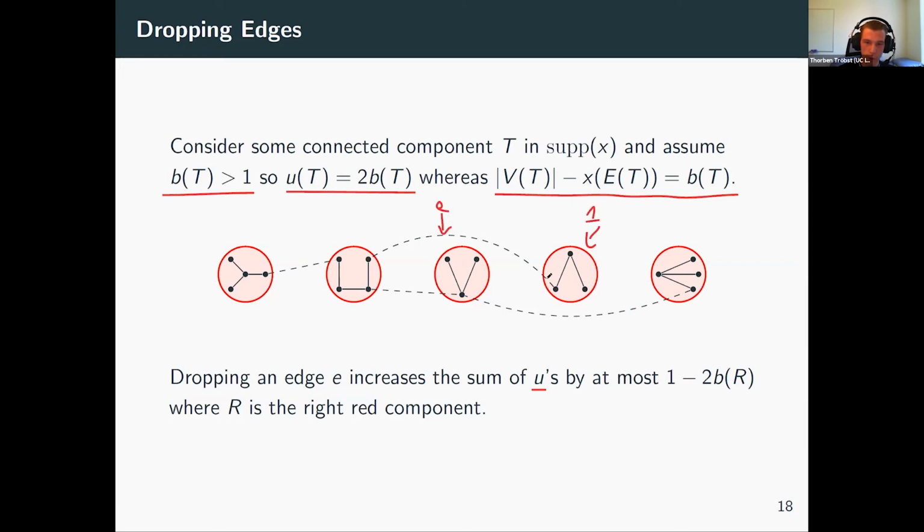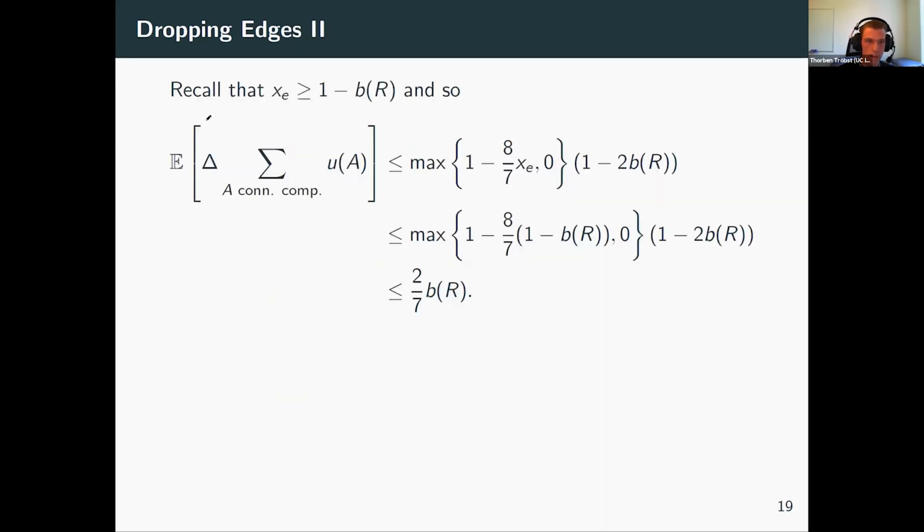But on the other hand, you remove the demand of this guy from this big tree. So this means that in total, the maximum increase that you will get is 1 minus 2 times the demand. And this holds even if you remove edges that are somewhere in here, but it's most obvious when you consider edges like this, two leaves. Okay. And now, what does that mean? Recall that because of the structure of the LP, every edge is lower bounded by 1 minus the demand. And this means that if you consider the effect of removing an edge, what is the expected change in the sum of the U's by removing an edge? Well, it's the probability that you remove the edge times this 1 minus 2 times the demand, which we said is the maximum change you can have.